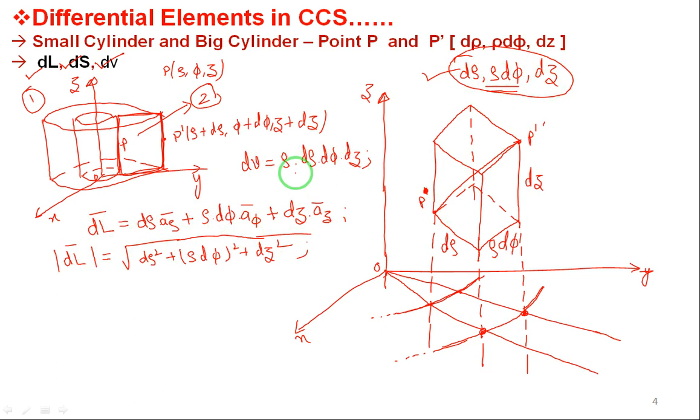Don't associate any direction for volume, it is a scalar quantity. So just multiply all the three sides, this one here, right? I am putting a tick mark. I am writing rho first, that's all. Rho d phi dz, this is the differential volume.